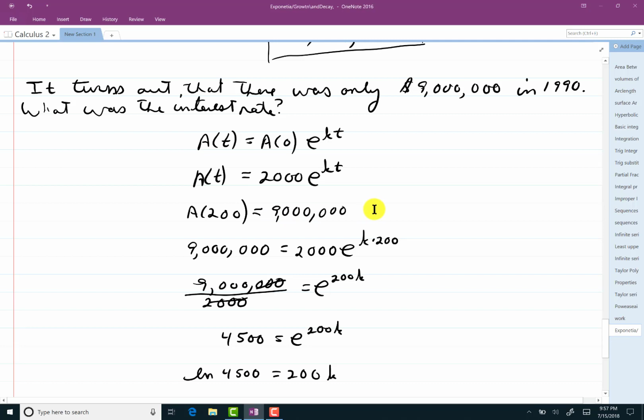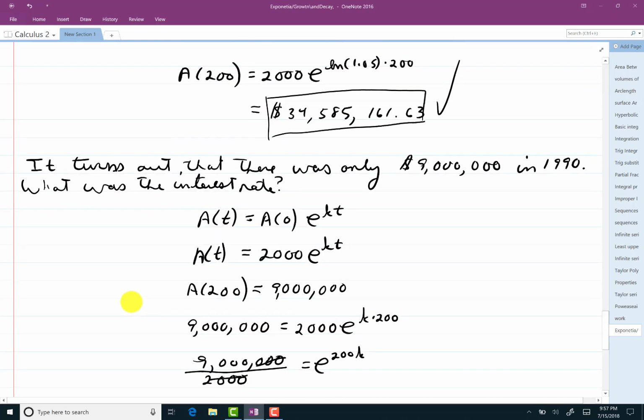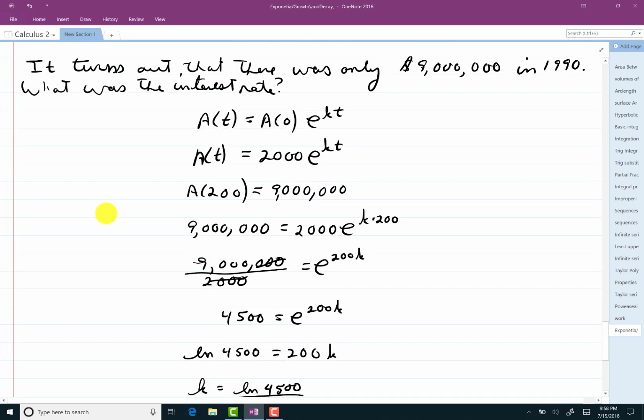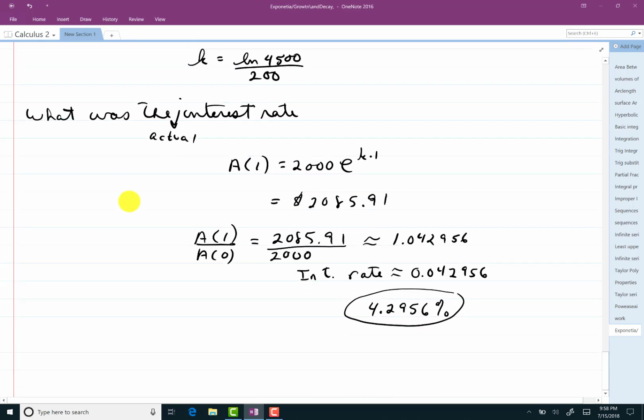However, for just 0.7% more, it shot up to almost $35 million. Just 0.7% did all of that, because the length of time was 200 years. So you can see the speed with which things grow is intense. But this is really all there is to it.